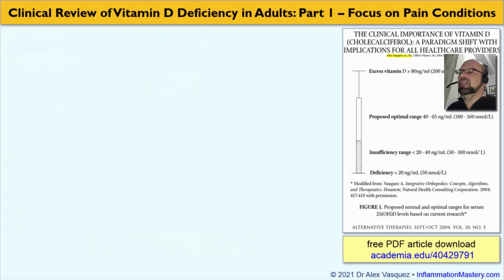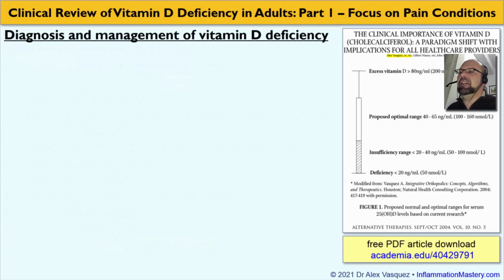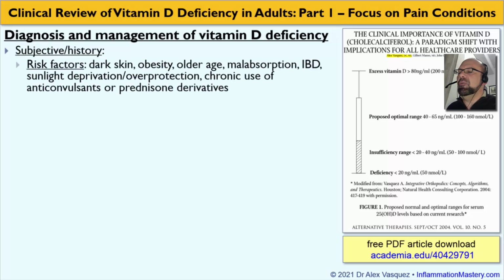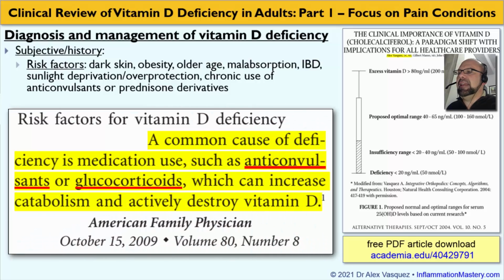So what then is our means for diagnosing and managing vitamin D deficiency? You're going to use the same protocol that you use for every condition, and that is, of course, you start with subjective or history, and you look for risk factors such as dark skin, obesity, older age, nutrient malabsorption, including inflammatory bowel disease, sunlight deprivation, including medical physicians' overprotection, which includes everybody who either lives indoors, wears clothes, or puts on sunscreen, chronic use of some drugs, especially anticonvulsants and prednisone derivatives.